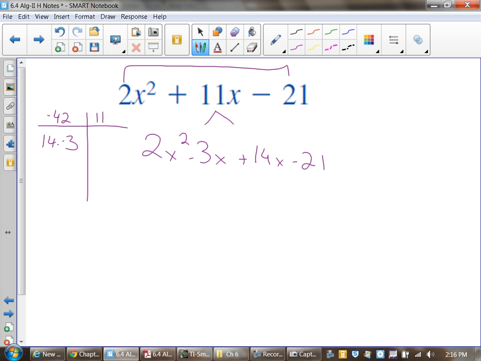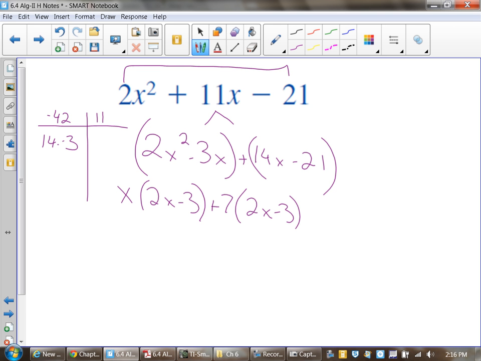The dead giveaway for a grouping style problem is that you're always going to have 4 terms. You're always going to have 4 terms. What's the GCF of 2x squared and 3x? Good. You factor out the x, you're left with 2x minus 3. Again, GCF of the 14 and the 21? 7. And I'm left with 2x minus 3. Are those two the same that are in the parentheses? Yeah. So I write it down.